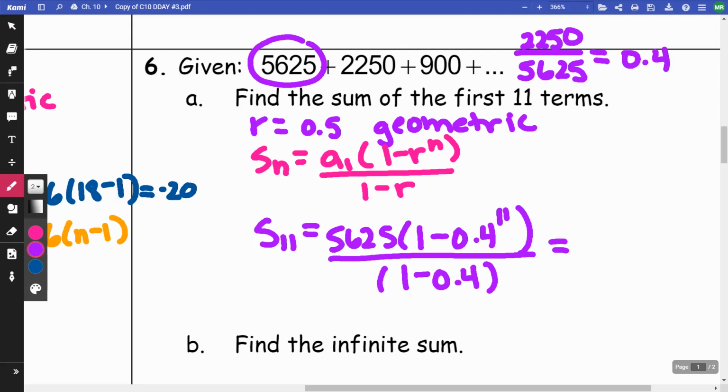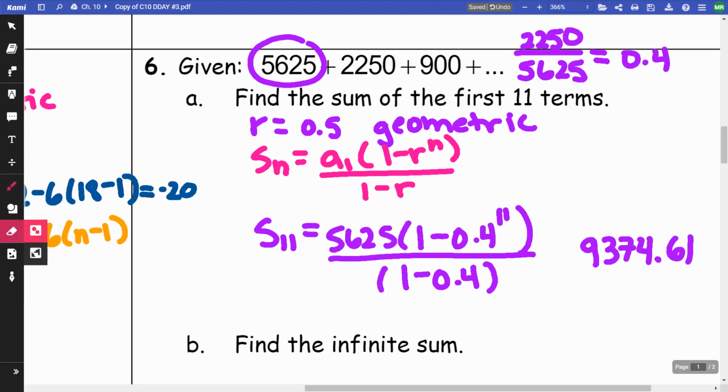And when I do, I ended up getting 9,374 point, let's say 61 if I'm rounding. So this wasn't like a nice clean answer. It's going to be about that.